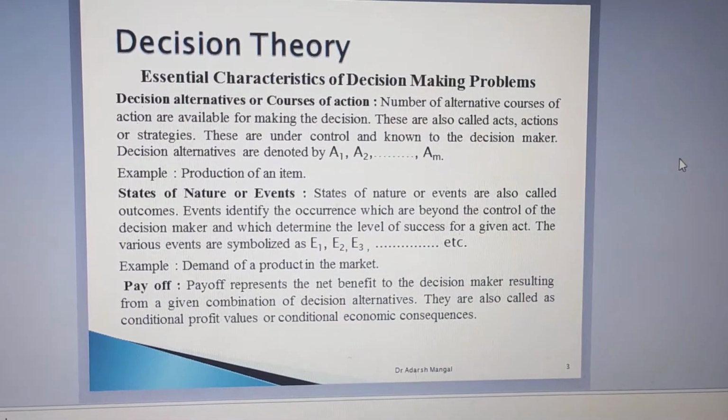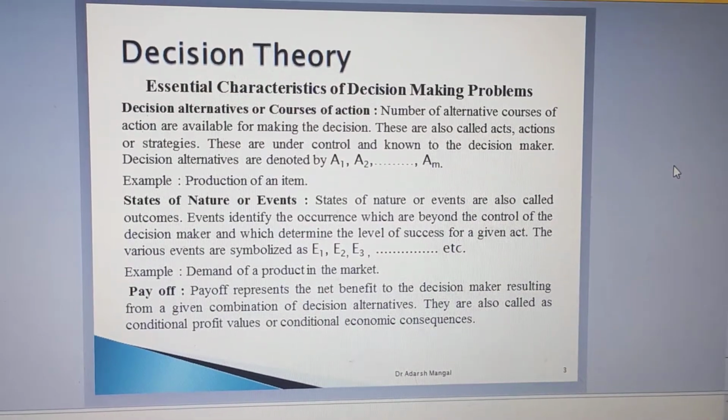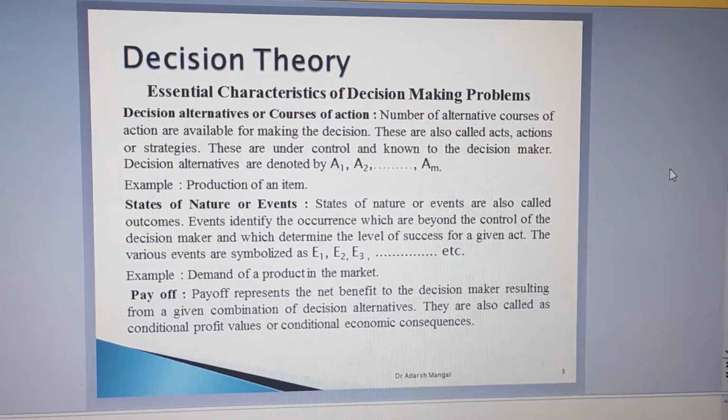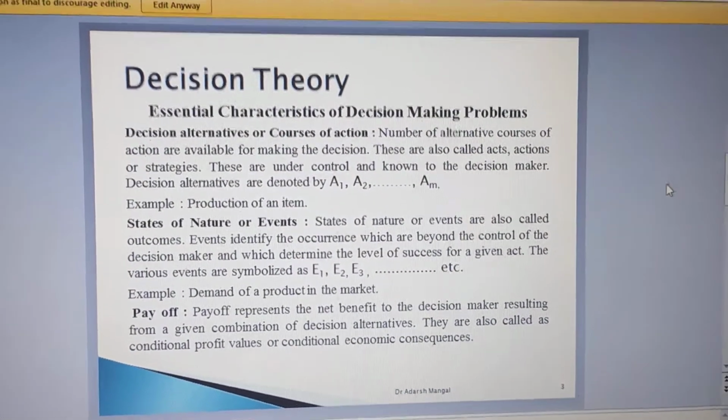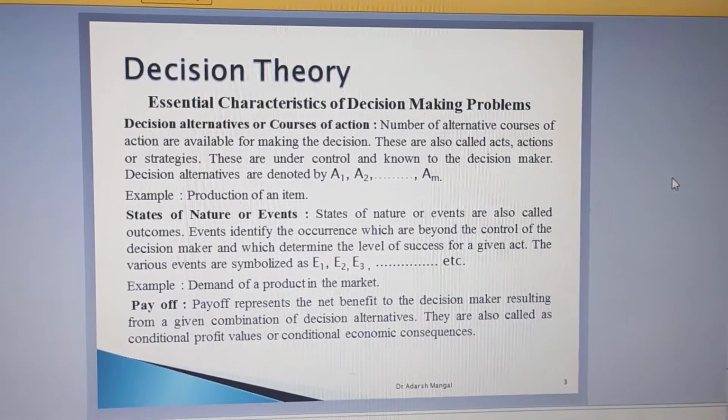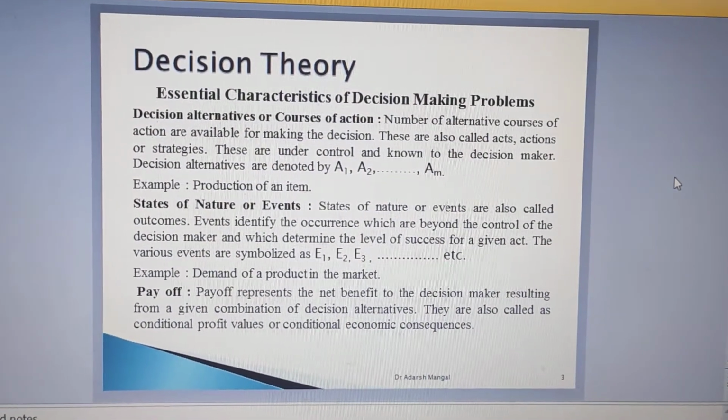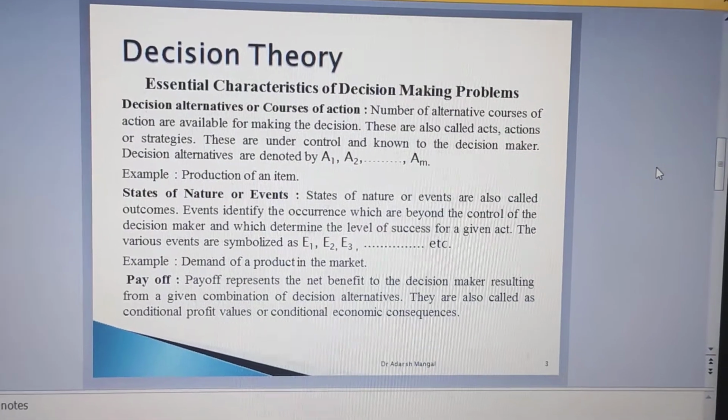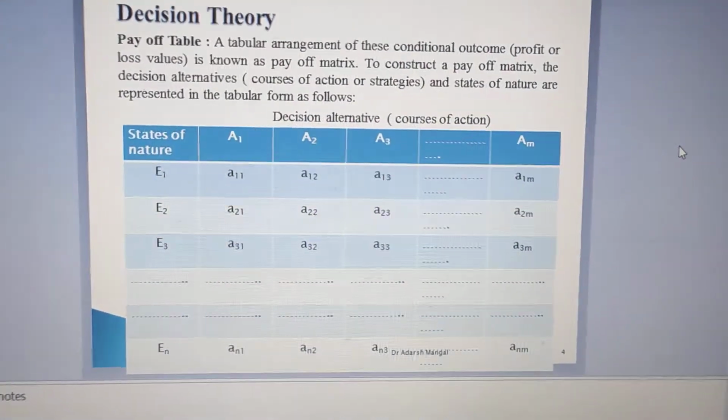Payoff. Payoff represents the net benefit to the decision maker resulting from a given combination of decision alternatives and states of nature. They are also called conditional profit values or conditional economic consequences.